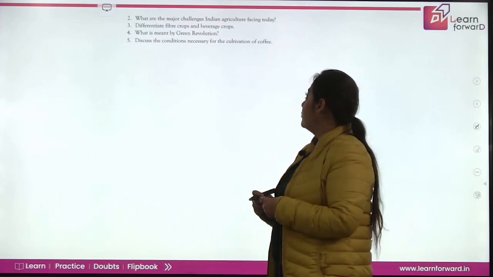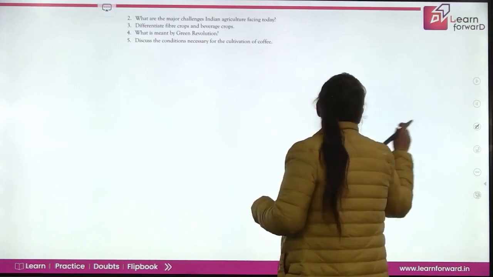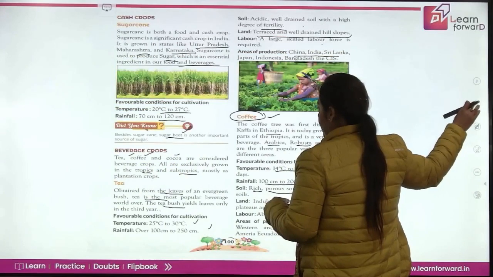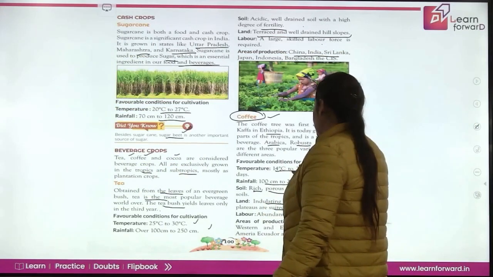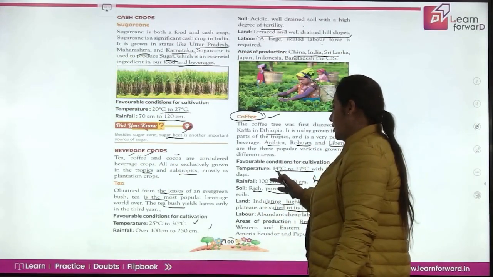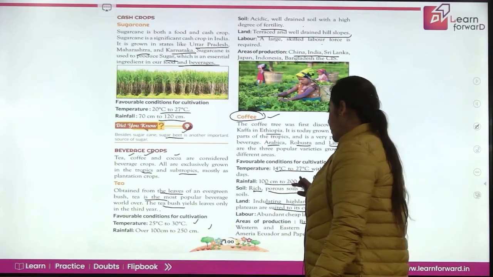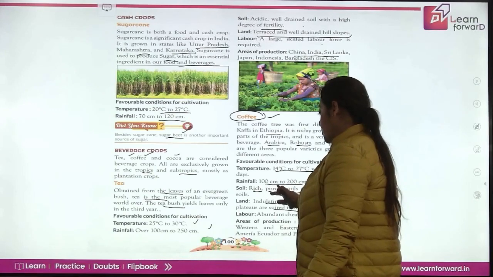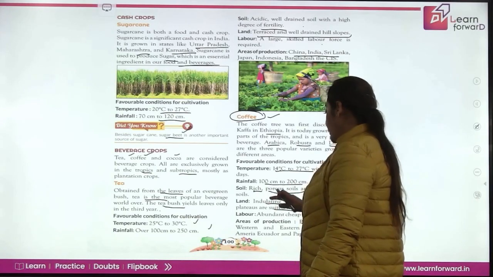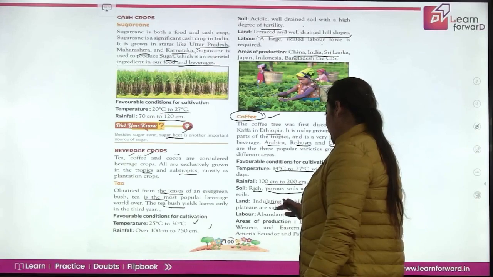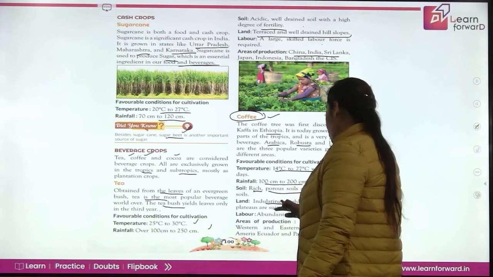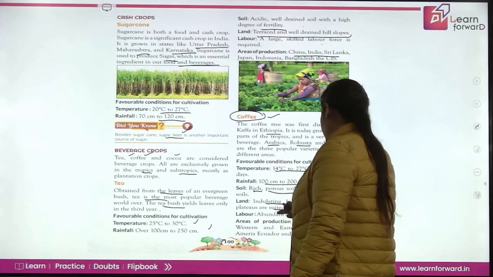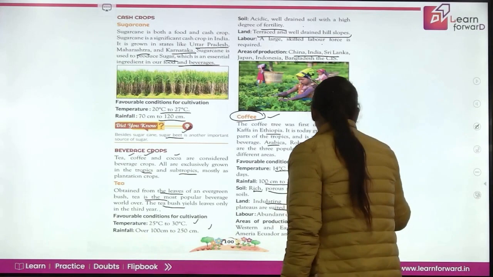Discuss the conditions necessary for cultivation of coffee. We have studied that coffee is a beverage crop which requires 14 to 27 degrees with frost free days. It requires rainfall of around 100 to 200 centimeters. The soil should be porous, and volcanic soil is also included. If we talk of the land, undulating highlands, slopes and plateaus are required for its cultivation. Abundant labor is required, and the areas producing coffee are Brazil, Colombia, Western and Eastern Africa, etc.